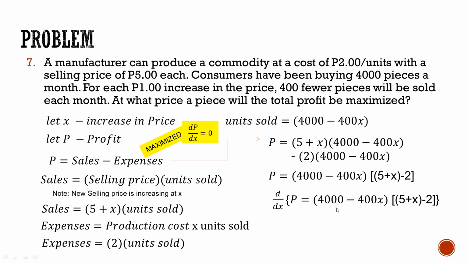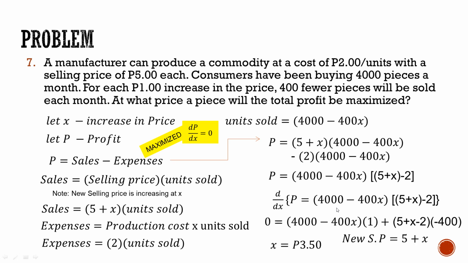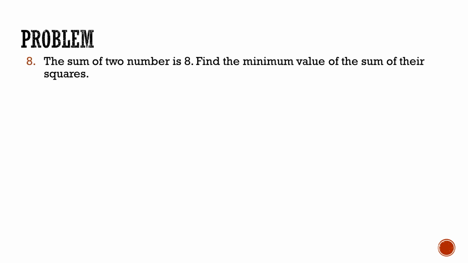Then we execute differentiation with respect to x. Meron na tayong product rule dito, no? So, equate that to 0. Product rule tayo, that will be our equation, udv plus vdu. Then, just manipulate, we can find x equal to 3 pesos and 50 centavos. So that the new selling price is 5 plus x. 5 plus 3.5 is 8.50. So, ito na yung price na yung profit mo is to be maximized. Okay. Ganda, no? Next.